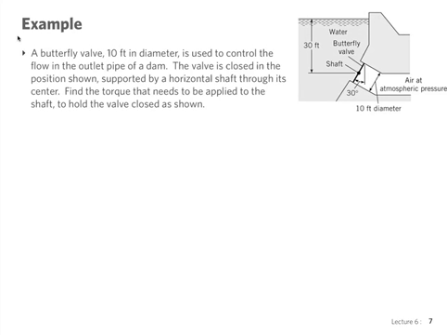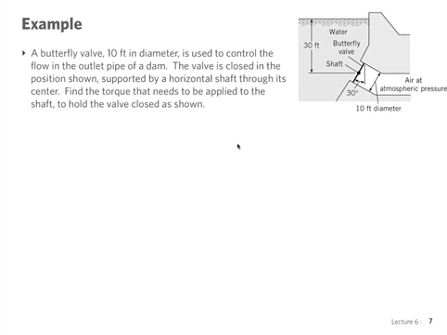So here's another example. In this case, we have what's called a butterfly valve, which is simply a disc that can rotate around an axis. We're looking at a cross section of this. It is 10 feet in diameter. It's rather large. We're using British units for this exercise. And it's used to control the flow of some outlet pipe.